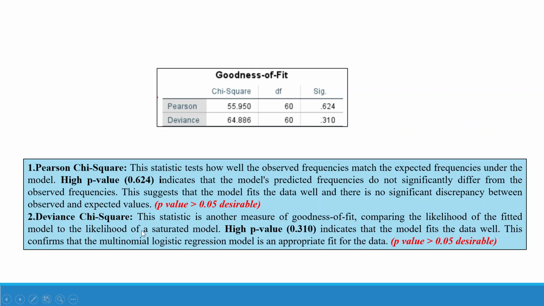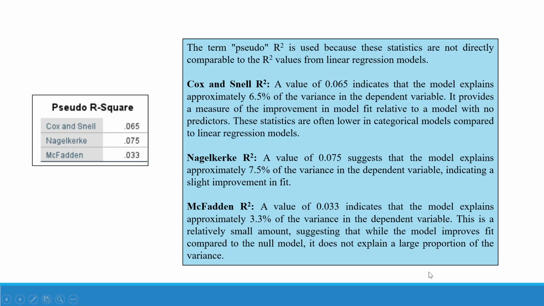Deviance chi-square. This statistic is another measure of goodness of fit, comparing the likelihood of the fitted model to the likelihood of the saturated model. A high p-value here indicates that the model fits the data well. This confirms that the multinomial logistic regression model is an appropriate fit for the data. The p-value should be greater than 0.05. It is desirable here also.